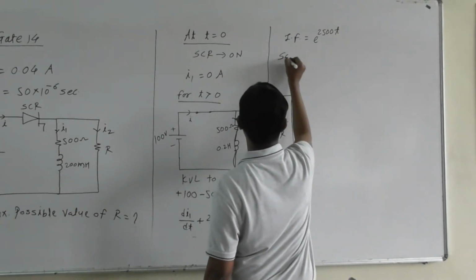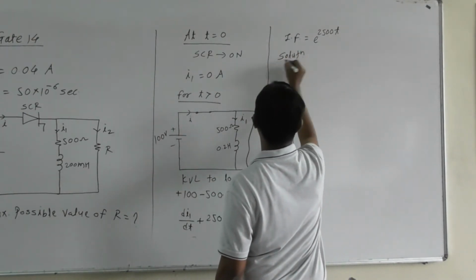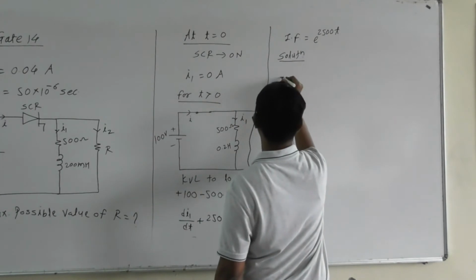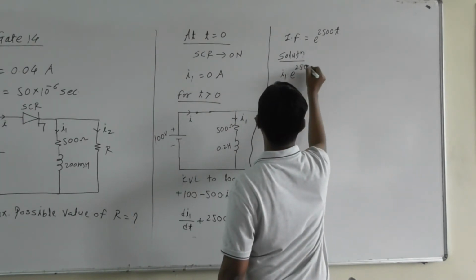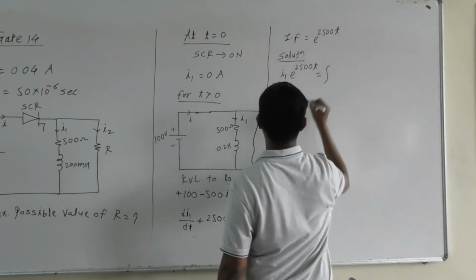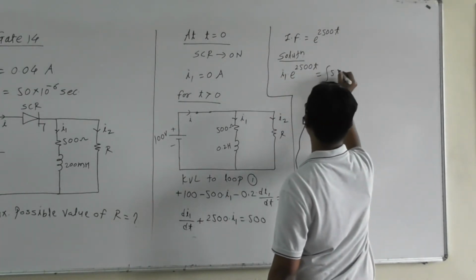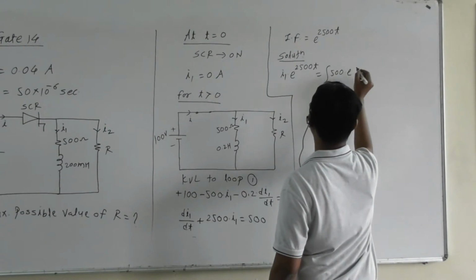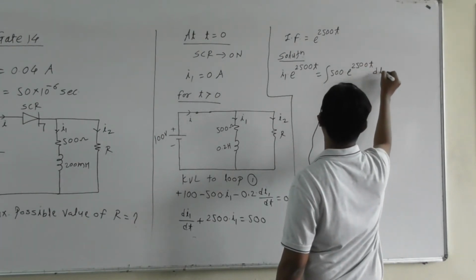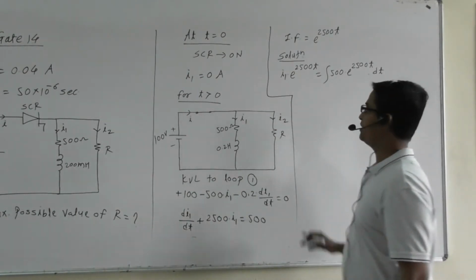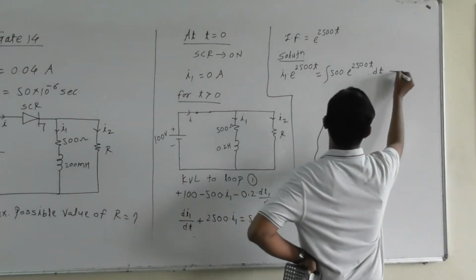And the solution: I1 into e to the power 2500t is equal to the integration of 500 into e to the power 2500 into t dt, right? So we can write it as, plus c.